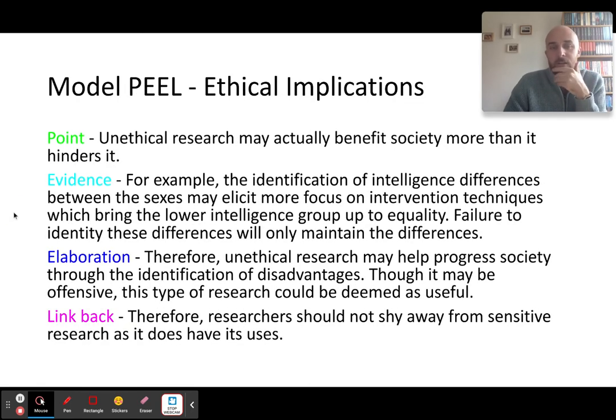Now, in terms of actually writing a PEEL, this is what I've done for the strength of why it might be good. So my point here, quite short, quite sharp: unethical research may actually benefit society more than it hinders it.